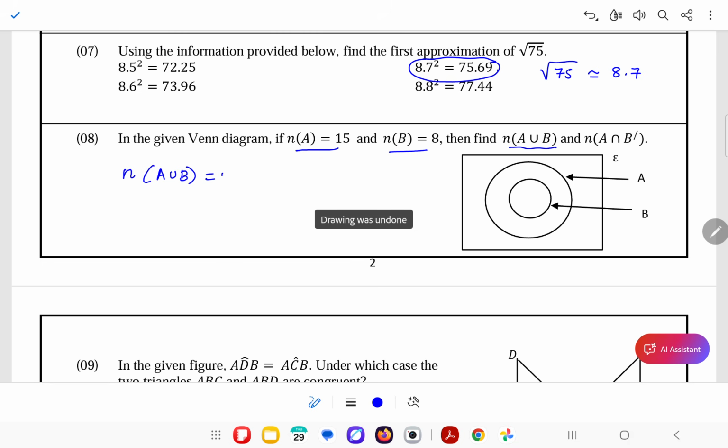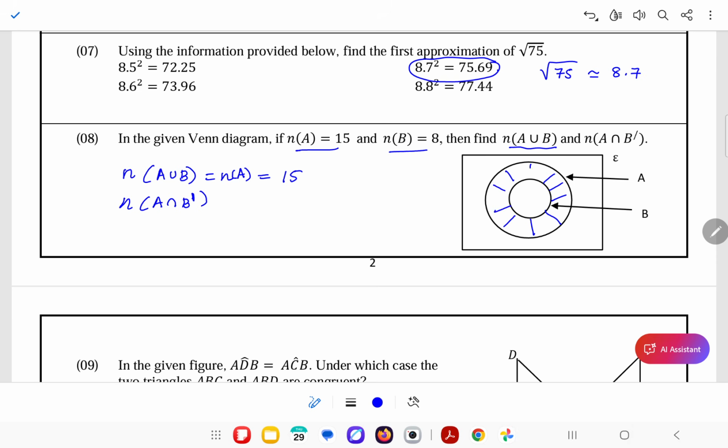So this is equal to 15, right? Next one is what? Number of elements in A intersection B dash. What is this? A intersection B dash has to be in A and not B. Intersection means common, no? Not B and A. What is the area common to not B and A?